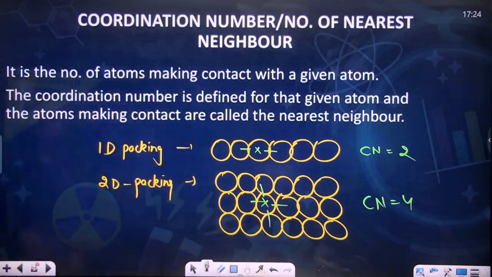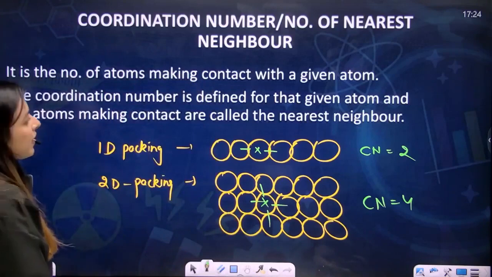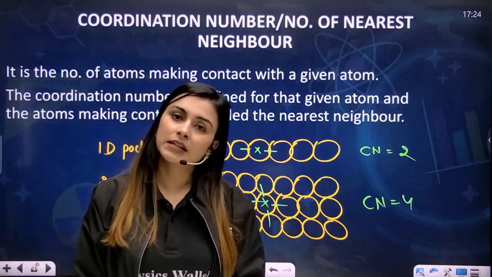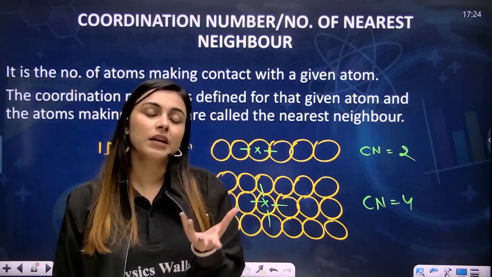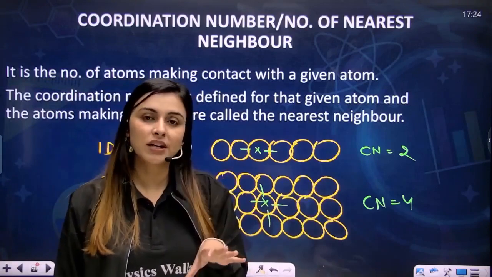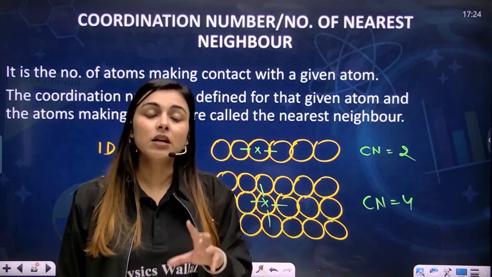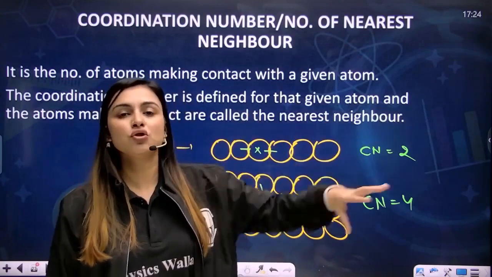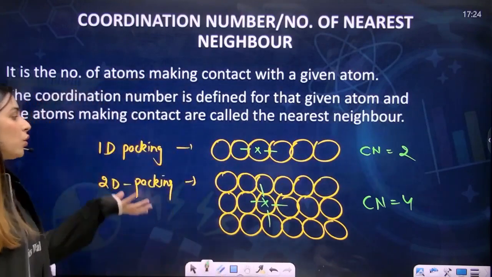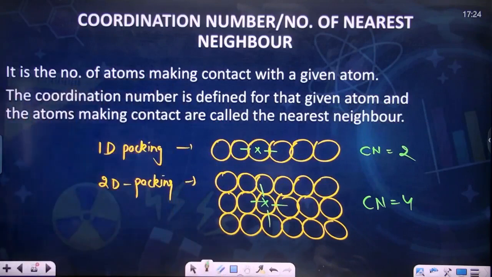So it is the number of atoms making contact with the given atom. The coordination number is defined for the given atom, and the atoms making contact are called the nearest neighbors. Also, coordination number is known as the nearest neighbors. Many times you will not be asked the coordination number. They'll ask you how many nearest neighbors this atom has, so definitely they're asking you the coordination number. I hope you're clear with this. Write it down and then I'll make you understand other things as well.